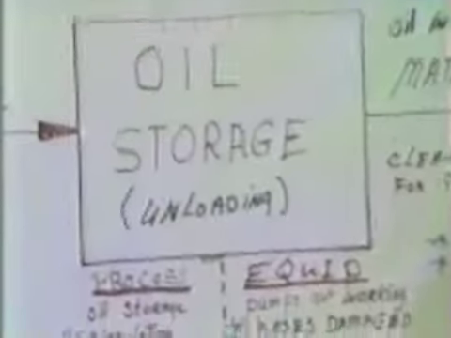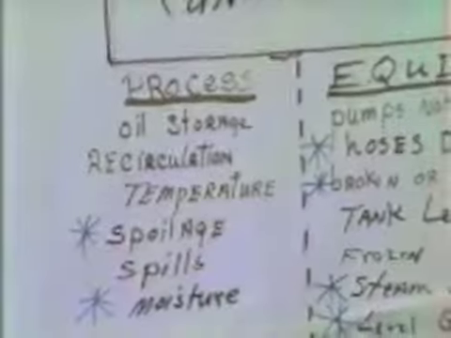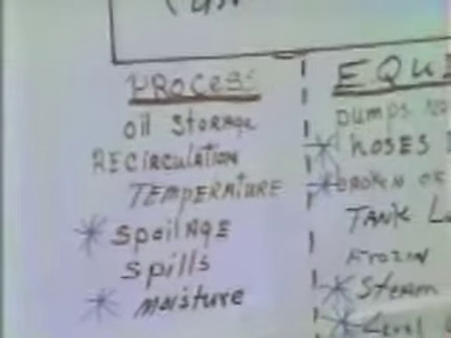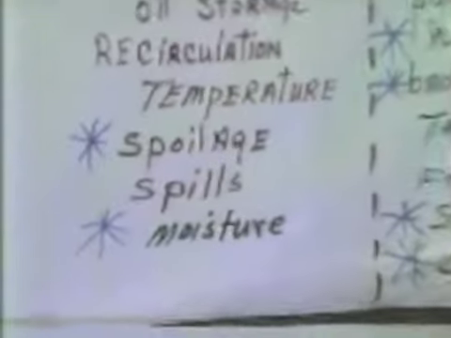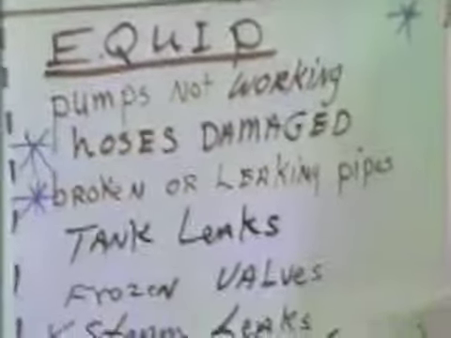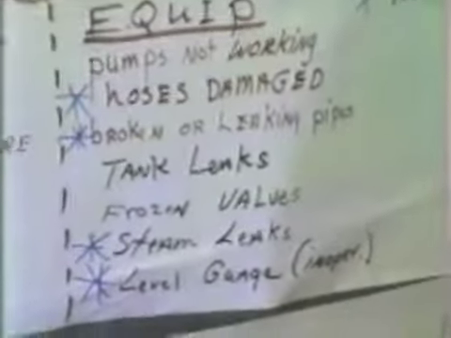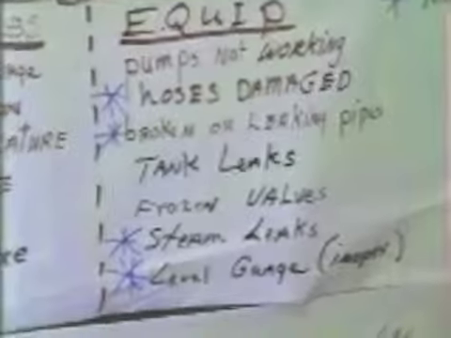In storage, there are certain things that happen to it. Again, you can have processing variances such as the amount of oil in the storage, the amount of recirculation that is given to the oil, the temperature of the oil in the storage, the amount of spoilage that may have occurred, spills, moisture, things like that. From an equipment standpoint, you can have variations in whether or not the pumps are working, whether the hoses are damaged, whether there are broken or leaking pipes, whether there are tank leaks. You can have frozen valves, steam leaks, many significant equipment variances.